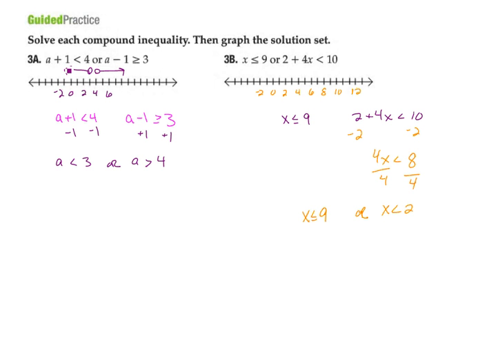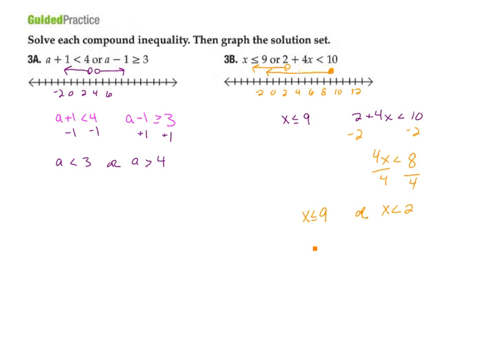Okay, 3b, they just give us the first solution already, which is kind of nice. X is less than or equal to 9. Or then we're going to have to solve this. We end up with x is less than 2. Again, we have them going the same way, so go ahead and figure out what this means. X is less than or equal to 9, which when we go up here and graph that is right here. Or x is less than 2, which we realize is blended into our solution.